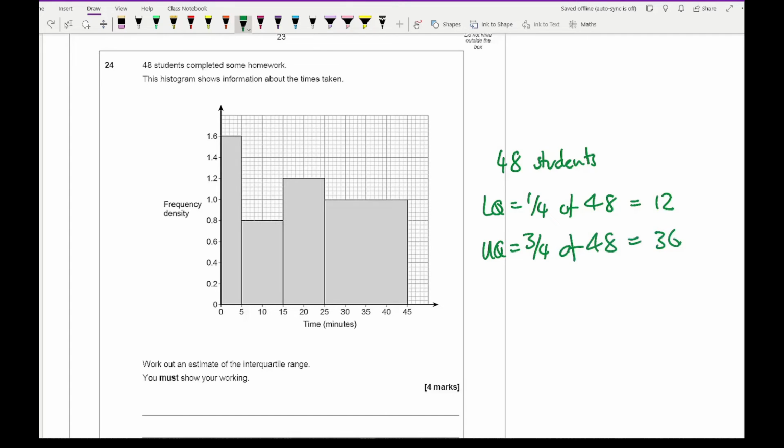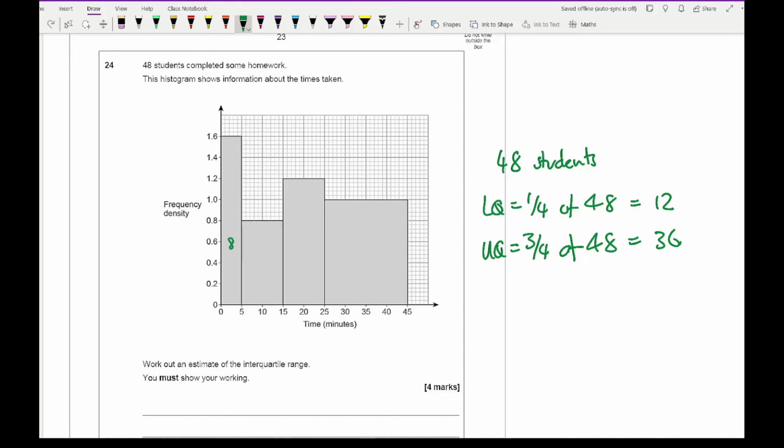So what I need to do is find the times of the 12th person and the 36th person. First things first, I'll work out the area of each of these bars. To work out the area of each bar, just times the length by the width. So I've got 1.6 times 5, which is 8. So there's 8 people there.